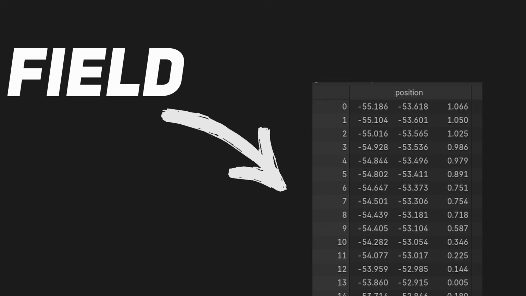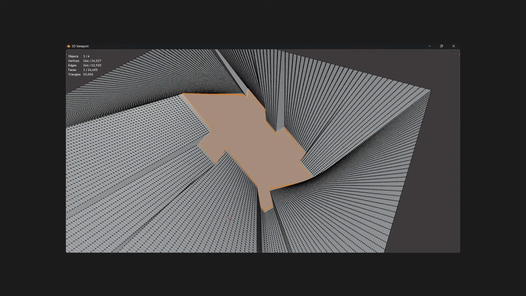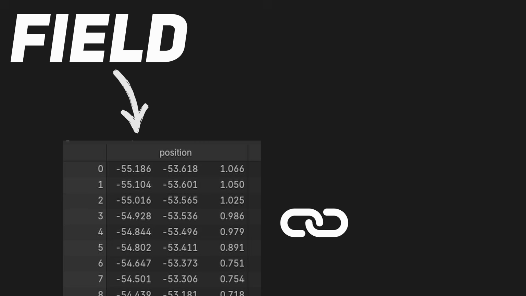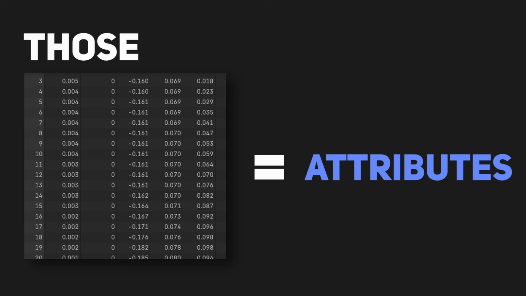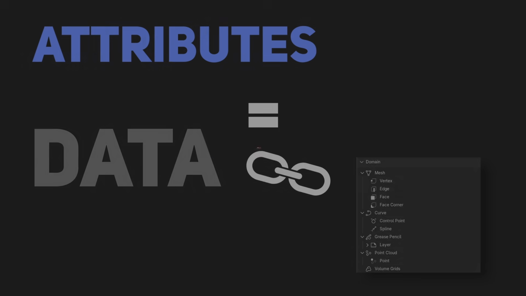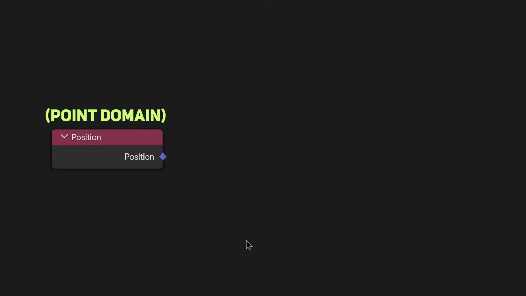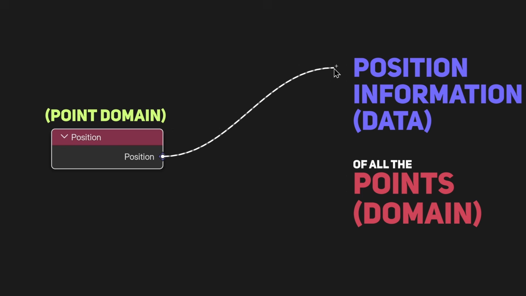A field is more than one value, but these values are not independent. They correspond to a particular geometry element. What I mean by geometry elements is vertices, faces, edges, etc. So basically a field is a set of values that correspond to a specific geometry element. What are the values when I say fields give more than one value? Those values are called attributes. Attributes are basically data or information that correspond to a domain. For example, the position attribute in the point domain stores the position information, which is the data, of all the points, which is the domain, in a mesh.